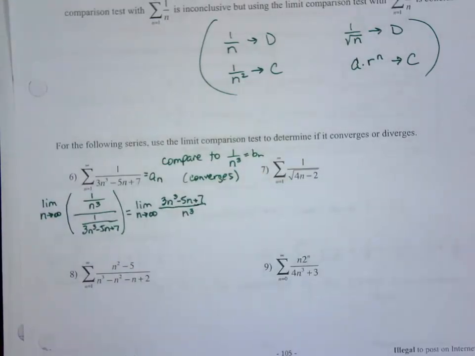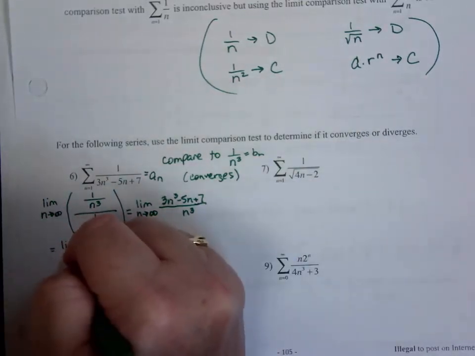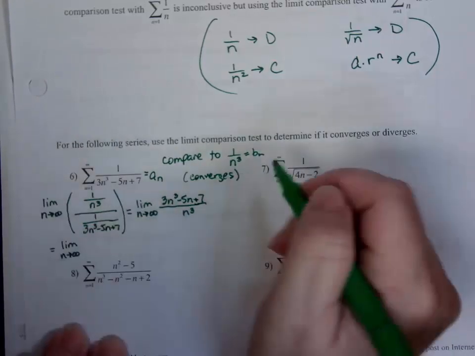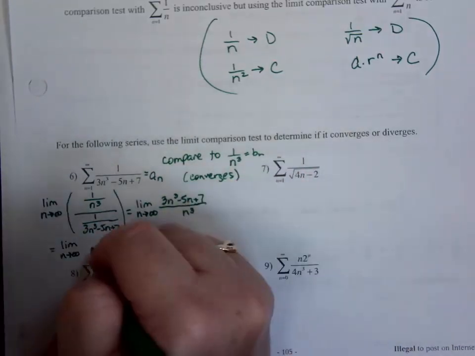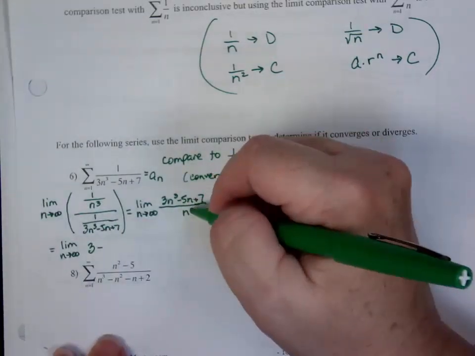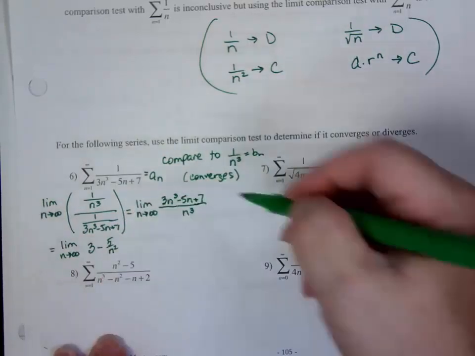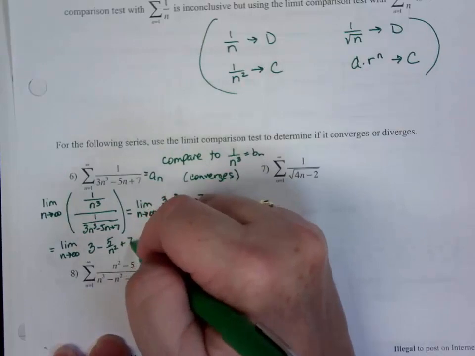We want the simplest single term on the bottom. We want the exponents top and bottom, the first term, to be the same. That's why we chose n to the third. Because now when I break it into separate fractions, I'm going to get a constant. And that's what I want. So this equals the limit as n approaches infinity of 3n to the third over n to the third is 3 minus 5n over n to the third is going to be 5 over n squared, and then 7 over n to the third for the last term.